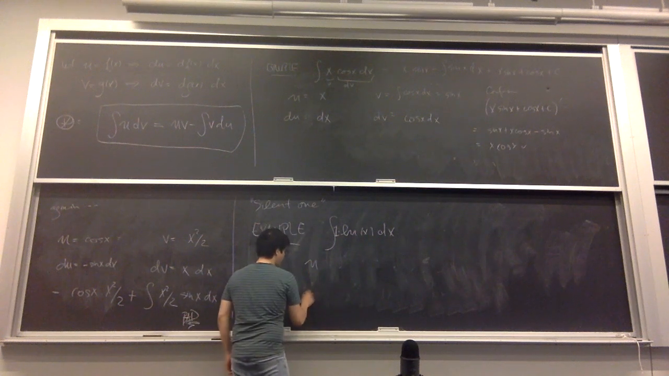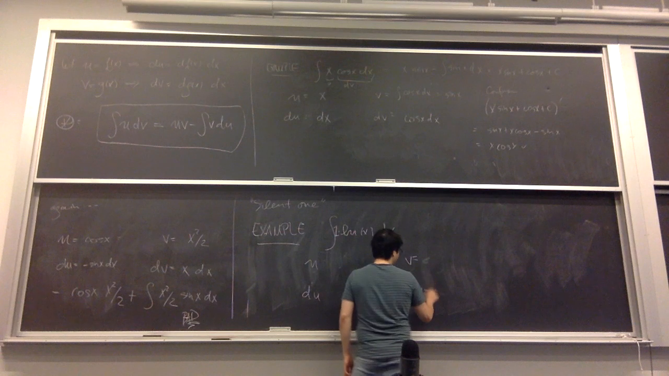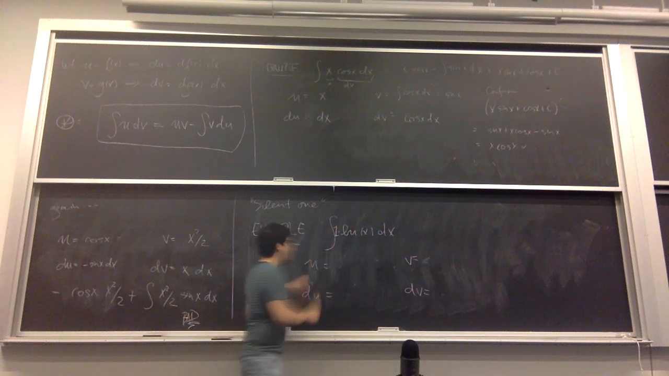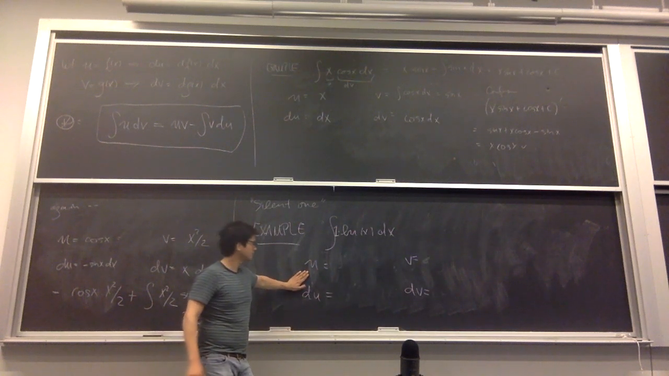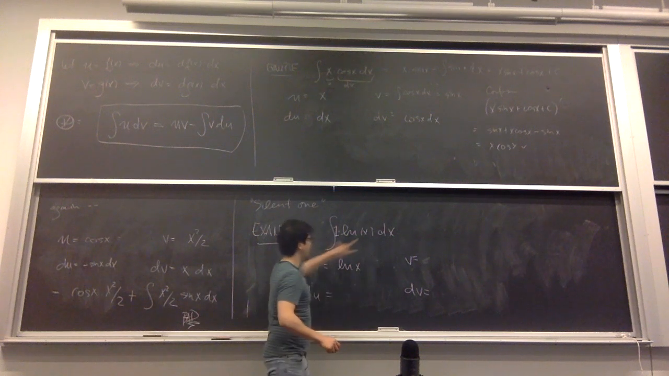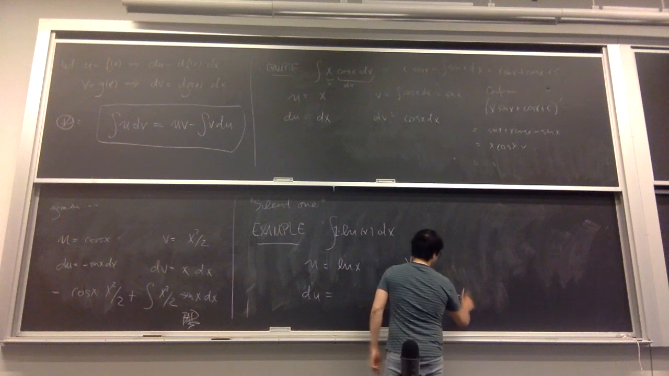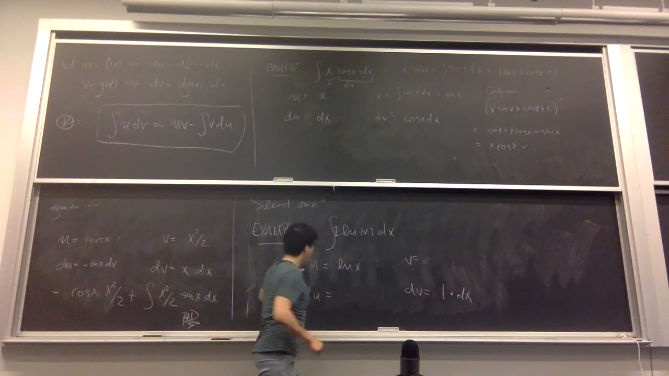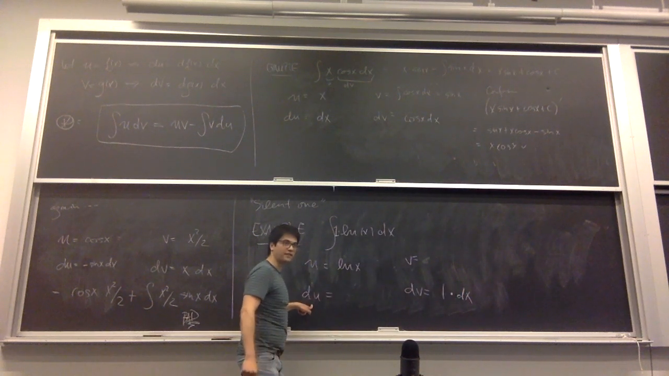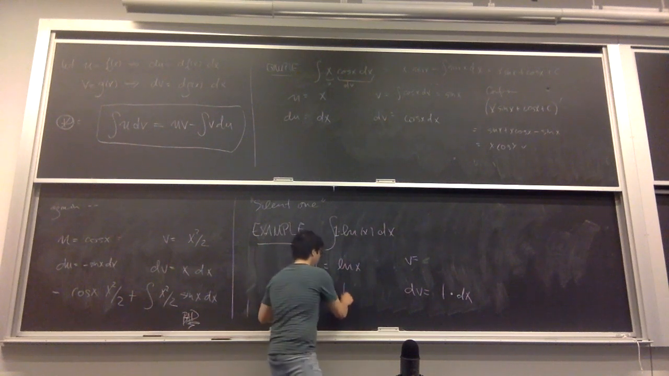So here's u, here's du, here's dv, and here's v. So tell me what to substitute. What should I choose for u? Ln x. So if I choose ln x for u, that means everything else has to be dv. That's 1 dx. Okay? So if u is ln x, what's the derivative of u? And dx, right?